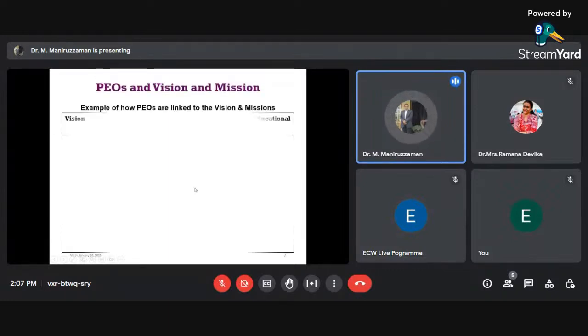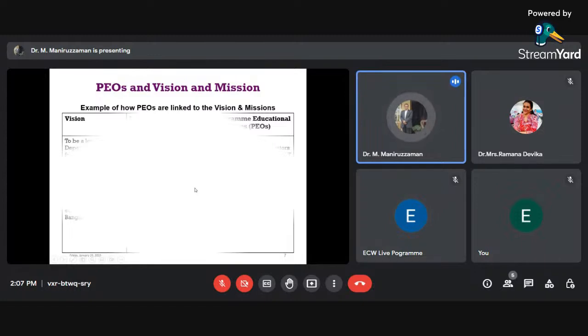Here I have shown in tabular form the PEOs, vision and mission. You see here, the vision: to be a leading department of English for creation, preservation, and dissemination of knowledge, training of students for nation building, and providing continuous support for English education in Bangladesh. I have just put examples.